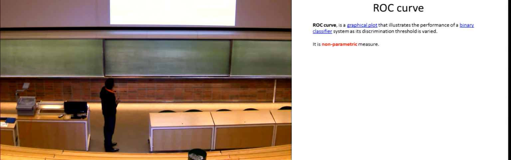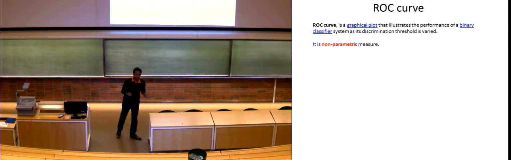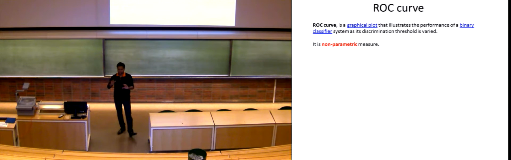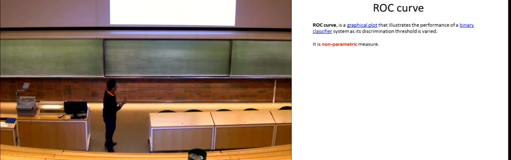So let's see that. ROC curves are a graphical plot that illustrates the performance of a binary classifier. It is mostly useful when you have a two-class classification, where you want to compare the outcomes between the two classes. And it is non-parametric, as I said before.